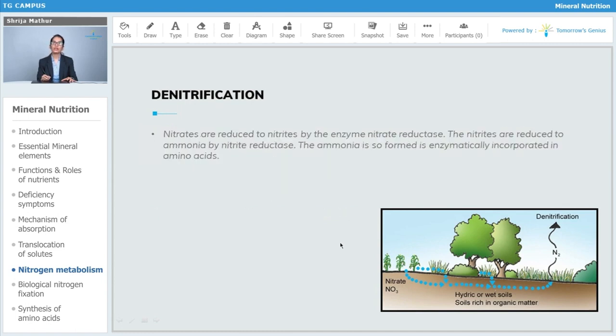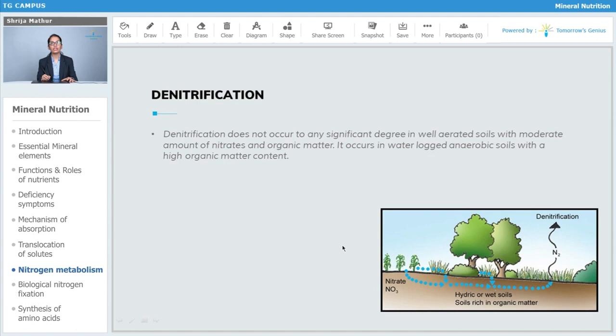Nitrates are reduced into nitrites by the enzyme nitrate reductase. The nitrites are reduced to ammonia by the nitrite reductase. The ammonia so formed is enzymatically incorporated in the amino acids. Denitrification does not occur to any significant degree in well aerated soils with a moderate amount of nitrates and organic matter. It occurs in water-logged anaerobic soils with a high organic matter content.